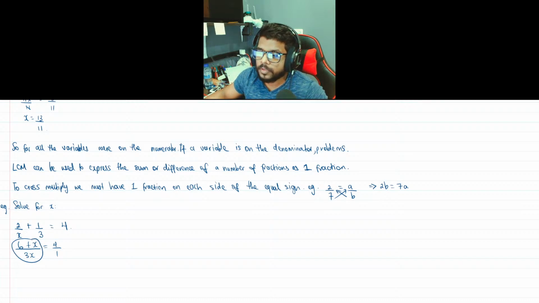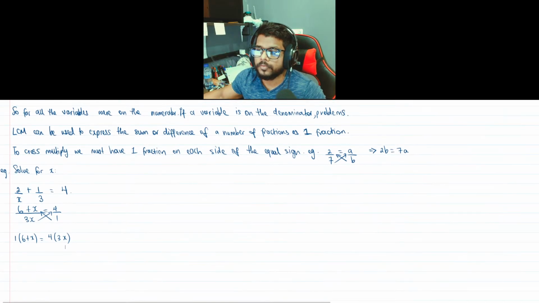Just because I have more than one term on my numerator, that doesn't mean it's two fractions. It's one fraction. I can cross multiply. Remember, when I cross multiply, the denominators multiply by the opposite numerators. So I will have 1 multiplied by 6 plus x is 4 multiplied by 3x, and I no longer have a denominator to work with.